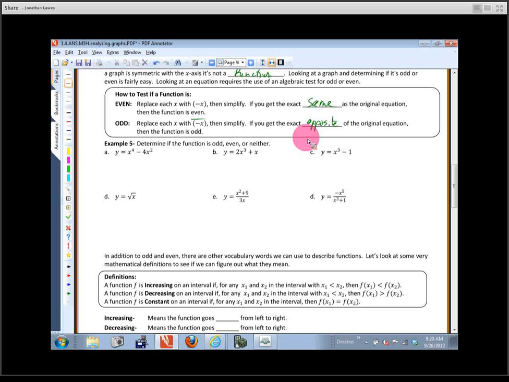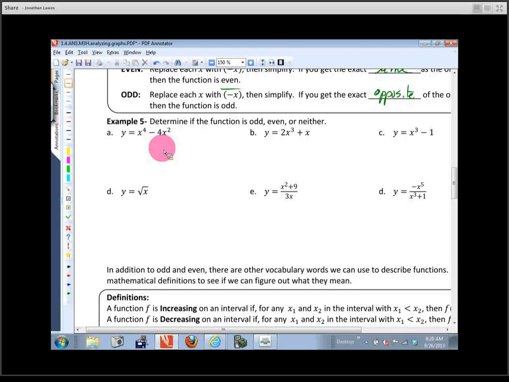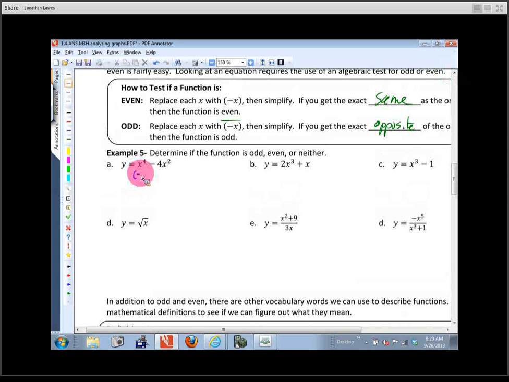then we'd say that it's odd. So let's take a look at this problem right here. The test for both of these starts the same, doesn't it? What do I do here on this one? Plug in a negative x. Thank you very much. So if I plug in a negative x, and I'm going to put that in parentheses, then I simplify. How many negatives do I have right here? 4. So is the answer positive or negative? Positive. So this is x to the 4th.